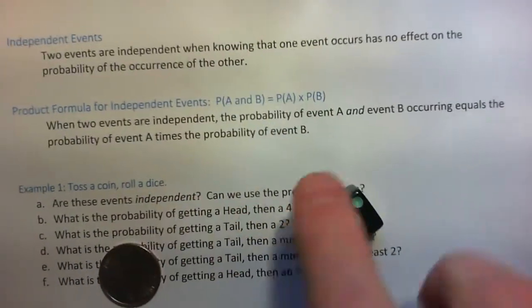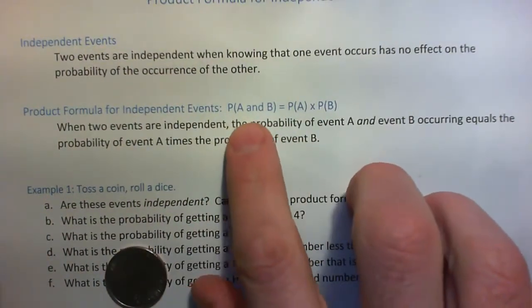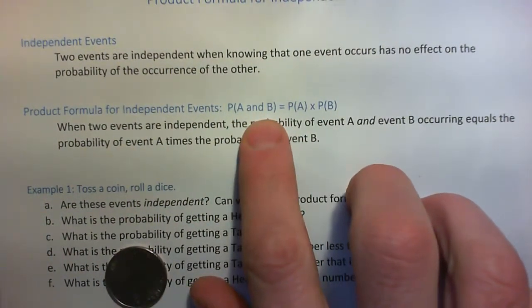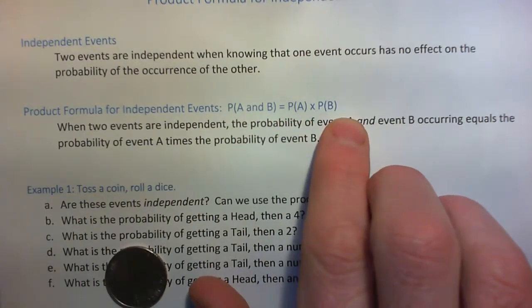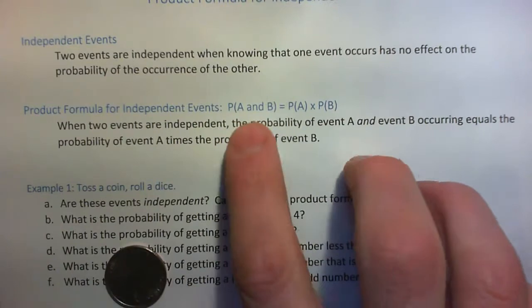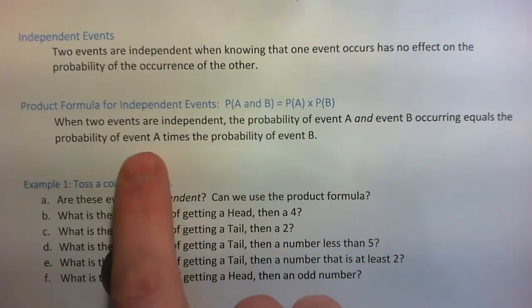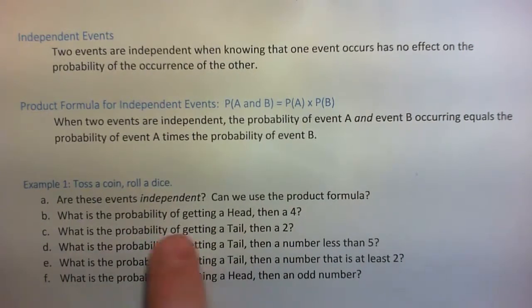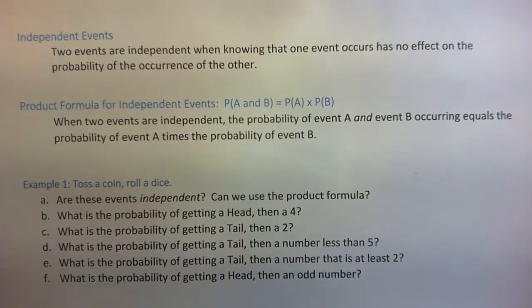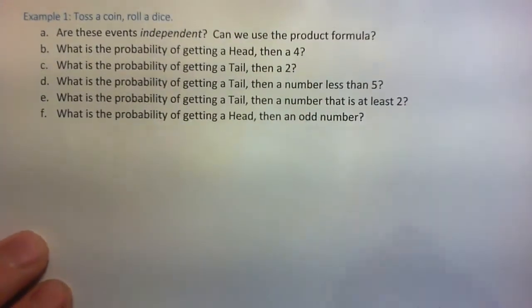The product formula is that the probability of both events occurring is the probability of the first event occurring times the probability of the second event occurring. That's the product formula for independent events. Okay. So, for example, these events, you toss a coin, you roll a dice. Are these events independent? The answer is they absolutely certainly are independent.